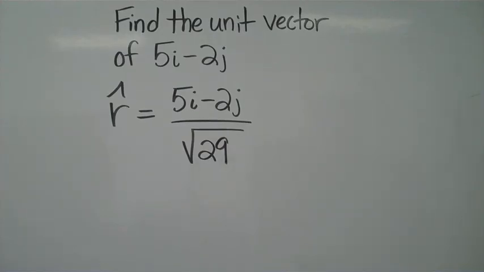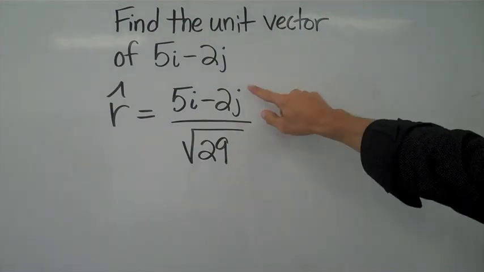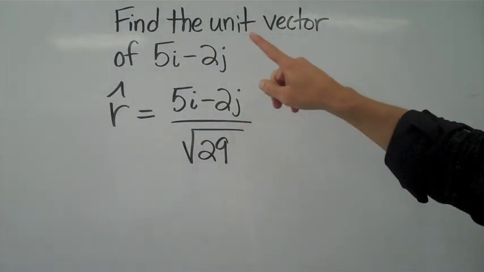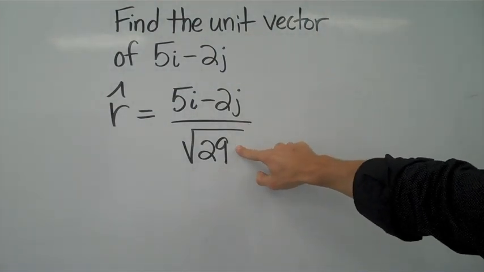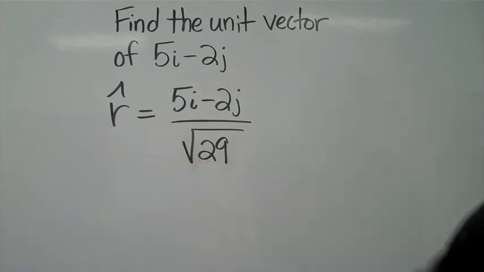So in this case, the unit vector r hat would be the vector r, copied as it is, divided by the magnitude of vector r. And we're done. This is the unit vector.